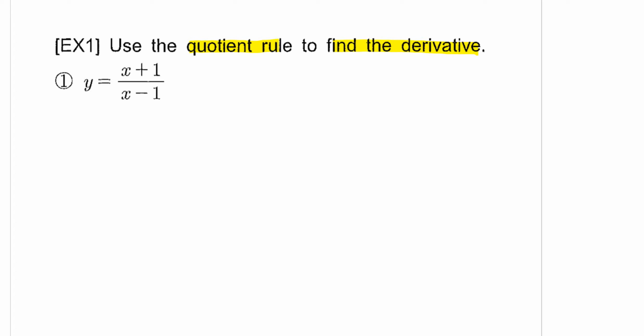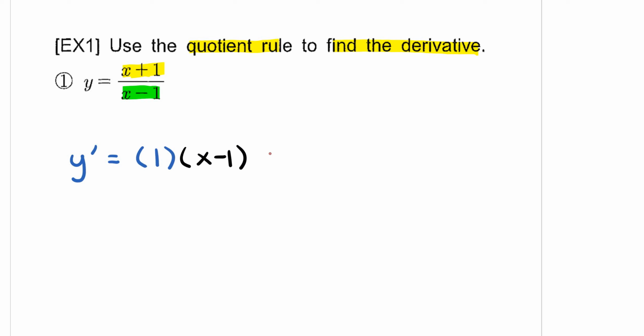Let's take a look at some of these quotient rule derivative problems. So for the quotient rule, we always have a numerator and we always have a denominator there. So if we're going to apply the quotient rule, we start off by taking the derivative of the top function. So the derivative of the top function, which is highlighted in yellow, is going to be 1. And then we multiply by the denominator, which is x minus 1.